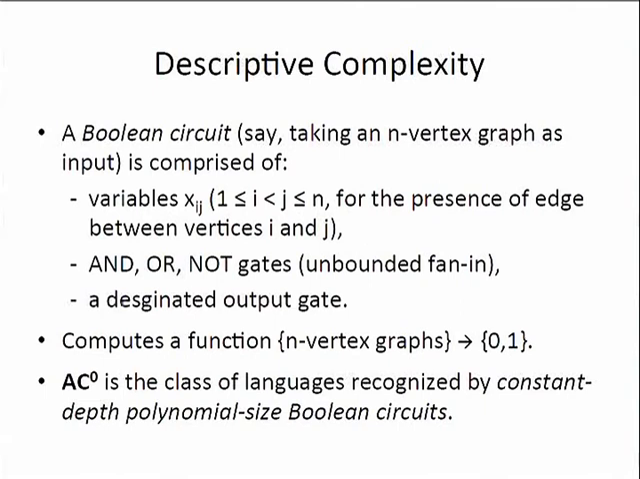Let me just give the definition of Boolean circuits. Since I'm talking about properties of graphs, I'll be considering Boolean circuits which take n vertex graphs as inputs. So there'll be n choose two variables, x sub ij, which indicate the presence of an edge between vertices i and j. The circuit is built up out of AND, OR and NOT gates, where the AND and OR gates can have unbounded fan-in, so any number of wires coming in, and there's a single designated output gate. Every such circuit computes a function from n vertex graphs to 0, 1, so some Boolean function. AC0 denotes the complexity class of languages recognized by constant depth polynomial size families of Boolean circuits.